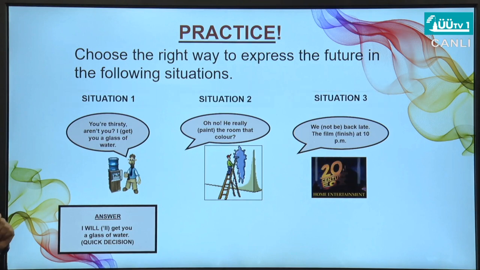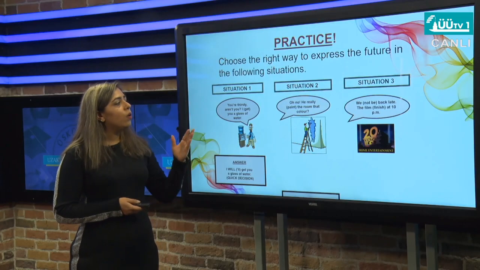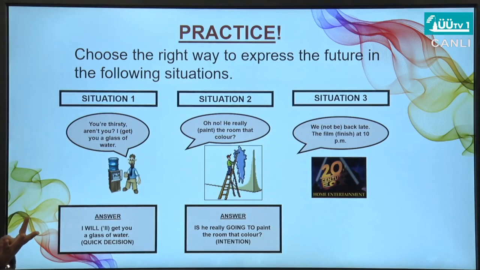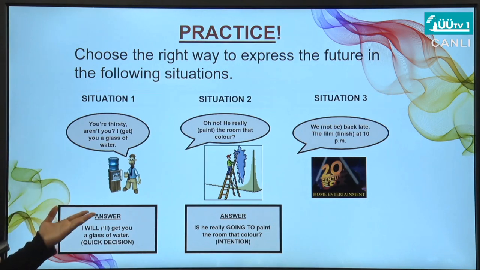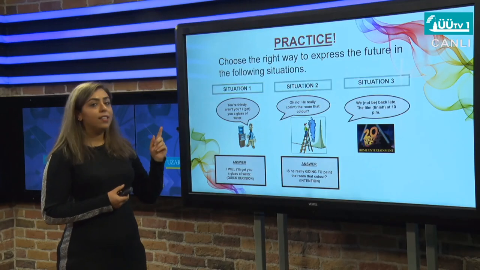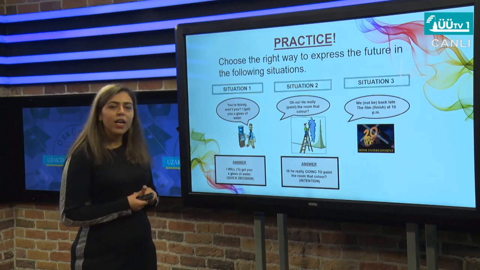In situation 2, "Oh no, he really painted the room that color?" So first of all, it's a question form. So the next thing you have to pay attention to is, how can we use our sentence for this situation? What is it? It's an intention. That person intends to paint that room that color. So you have to use going to, and it is a question form again. So, is he really going to paint the room that color?